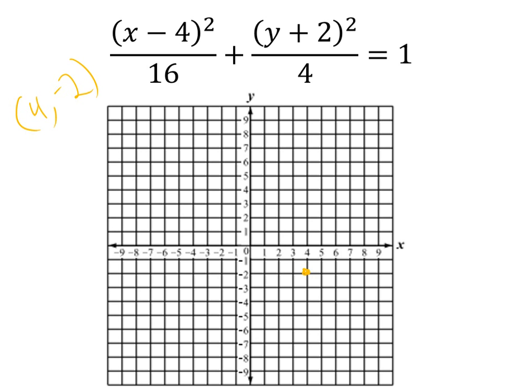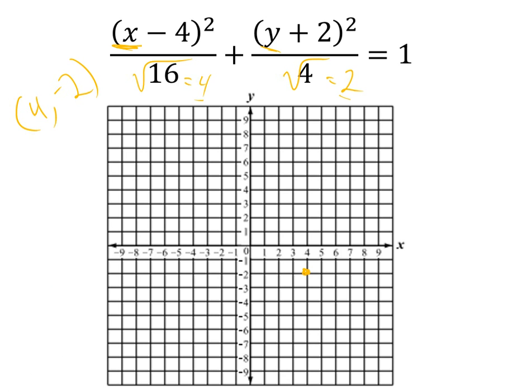That's our starting point. Now, when we graph these ellipses, we're going to take the square root of the numbers underneath. The square root of 16 is 4, and the square root of 4 is 2. So along the x-axis we're going to move 4, and along the y-axis we're going to move 2. Okay, and let's do that.